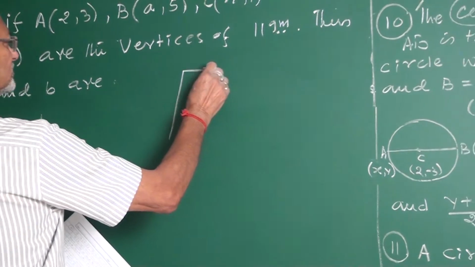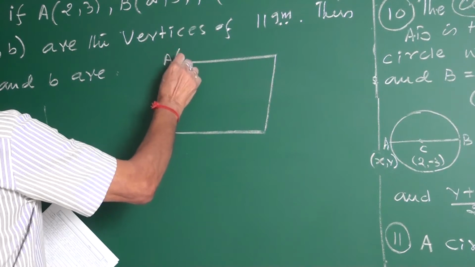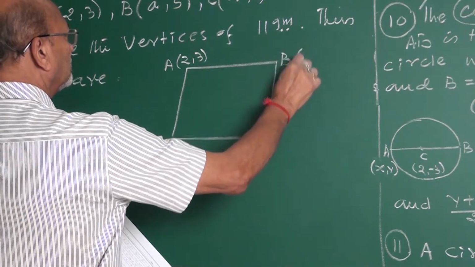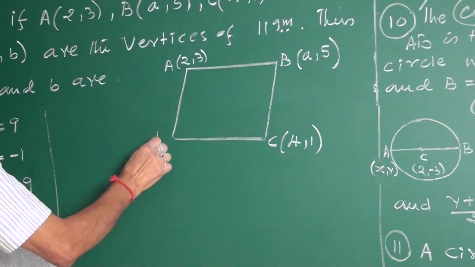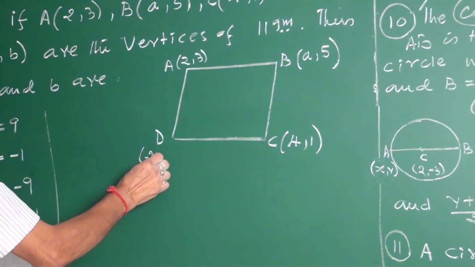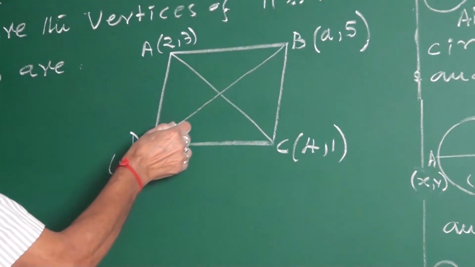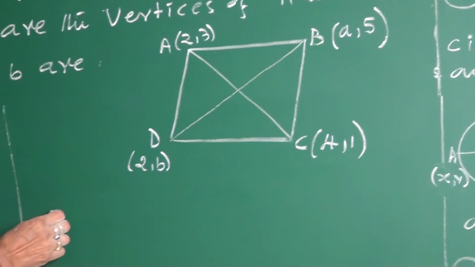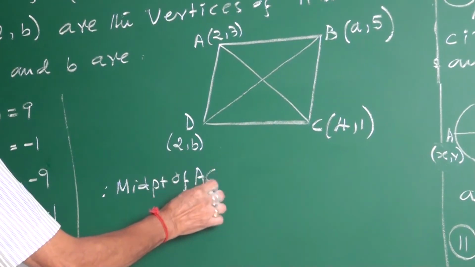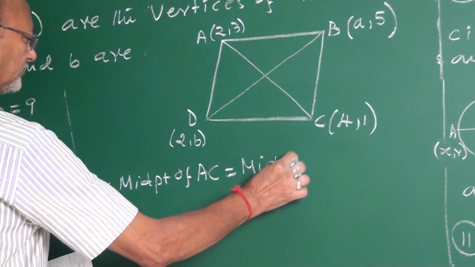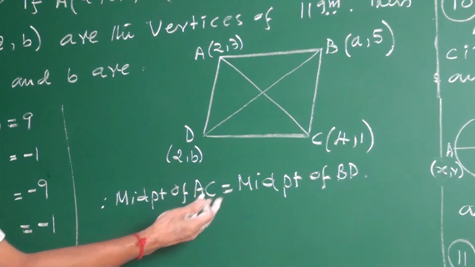Parallelogram. Yes, figure. These are the vertices. A is given 2, 3. B is given. It is a, 5. C is given 4, 1. D is given. What are the coordinates of D? 2, b. Yes, you know, my friends. In a parallelogram, diagonals bisect each other. Diagonals bisect each other means what? Midpoint of one diagonal equals midpoint of another diagonal. Midpoint of BD. Yes. Use midpoint formula. Equate this equal to that to get the value of a.